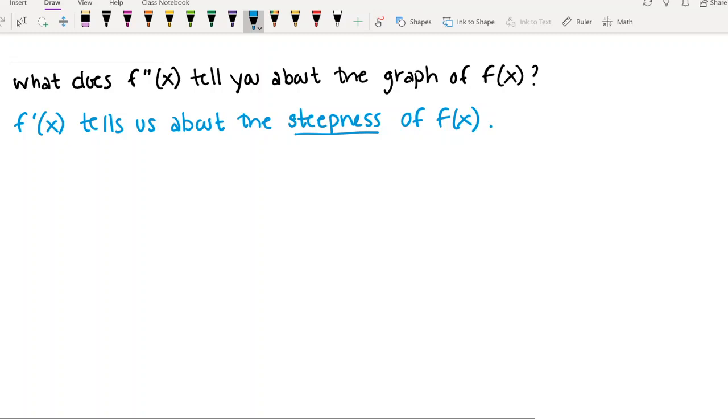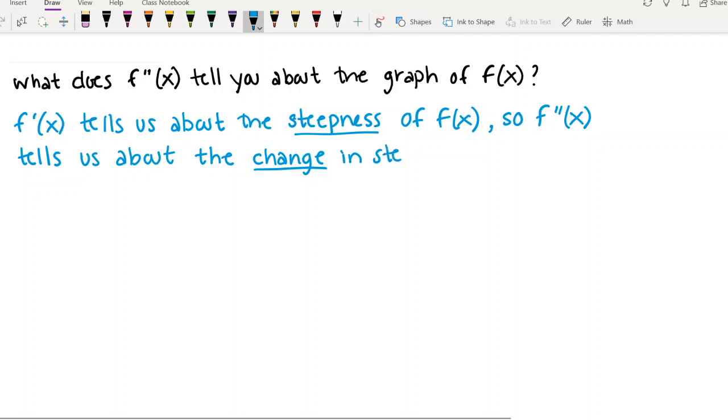So if the second derivative is the rate of change of the first derivative, that means that f double prime of x is going to tell us about the change in steepness. Does that make sense? So it's basically that, the second derivative is the derivative of the first derivative. So if the first derivative tells us about how steep a graph is, if we're keeping track of how that's changing, that's going to be the second derivative.